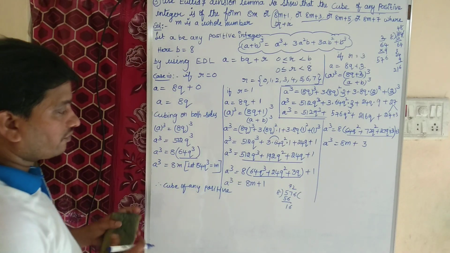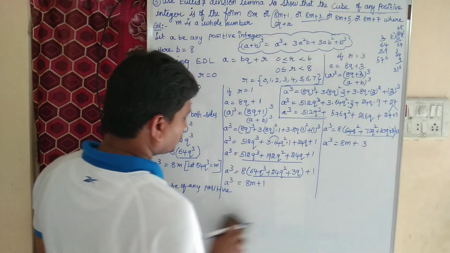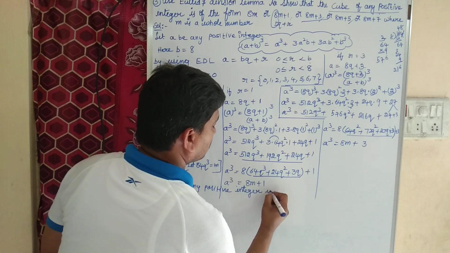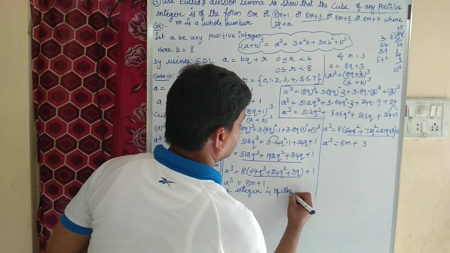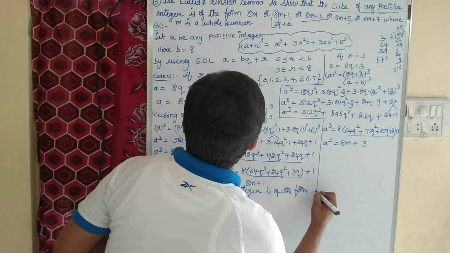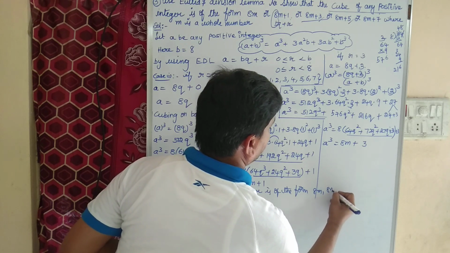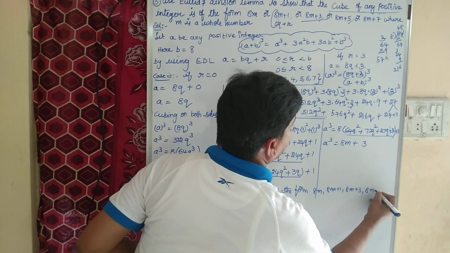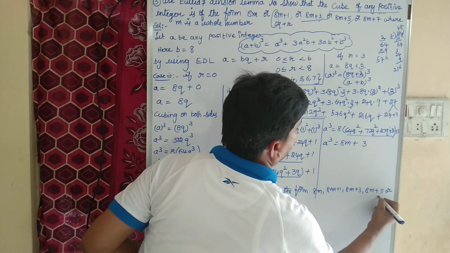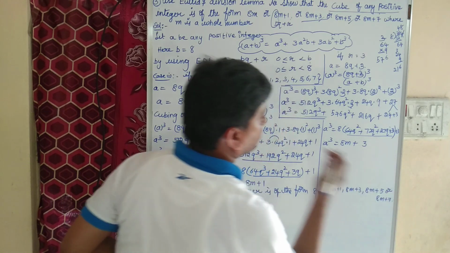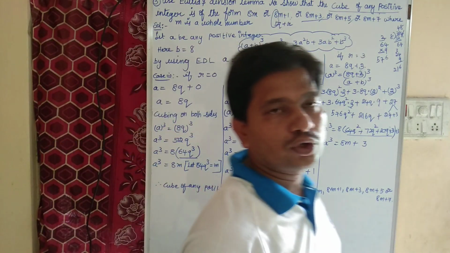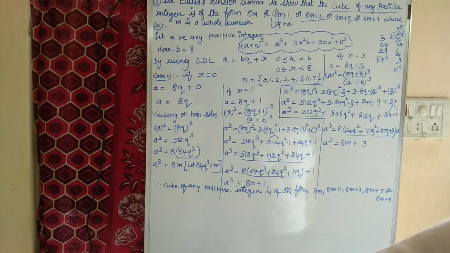Therefore, cube of any positive integer is of the form 8m plus 1, 8m plus 3, 8m plus 5, or 8m plus 7. Children, which is also one of the most important topics, cube of any positive integer. Okay, children?